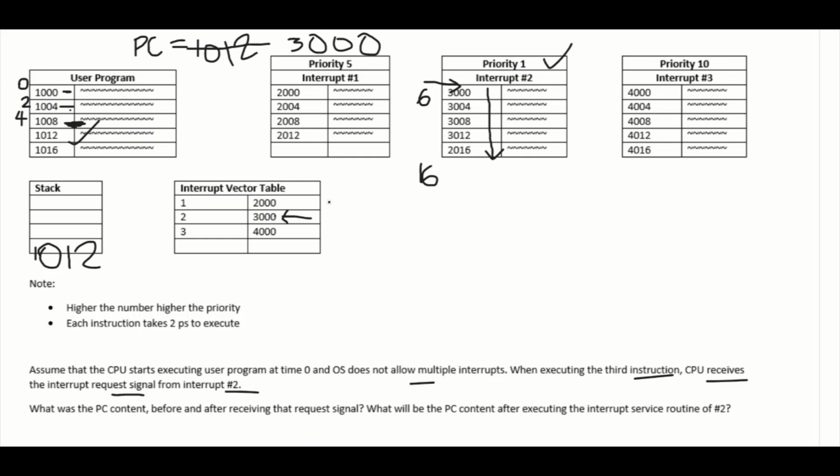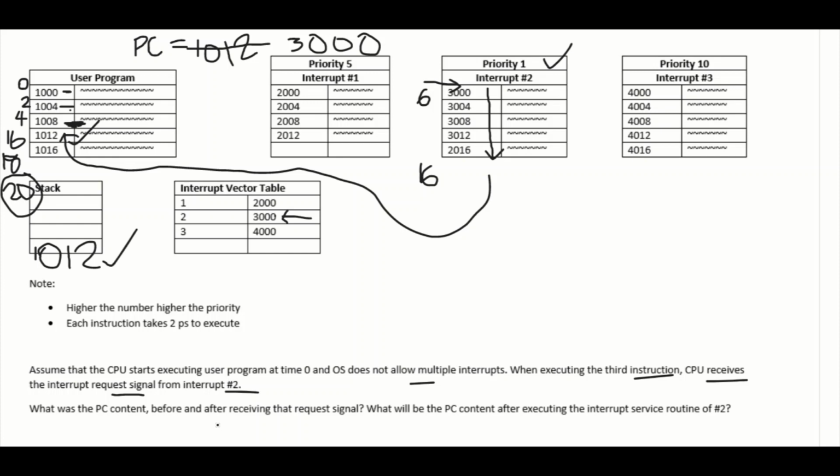So after finishing the interrupt service routine for interrupt 2, it has to go back to 1012, this address. After finishing this, it goes back to this address. At time 16, it comes here and starts the instruction at 1012. At time 18, it starts the next instruction. That means at time 20, it finishes the overall execution. So at time 20, everything is finished.